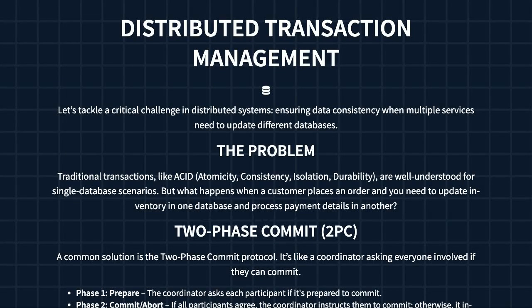Okay, let's talk about keeping things consistent when multiple parts of your application are working together. Imagine a customer ordering something. You need to update inventory and process payment. Traditional transactions work great for one database, but not across systems. We've got the two-phase commit protocol, which is like a coordinator asking each service if it can commit. It's reliable, but can get tricky with failures.